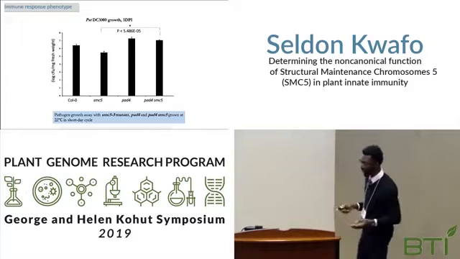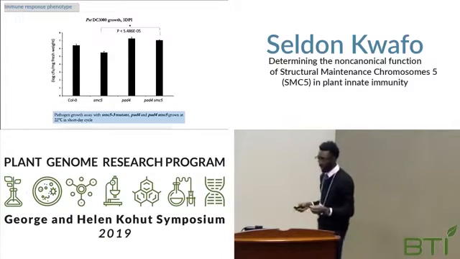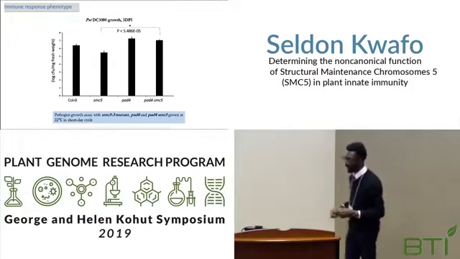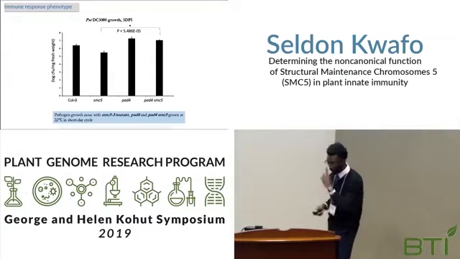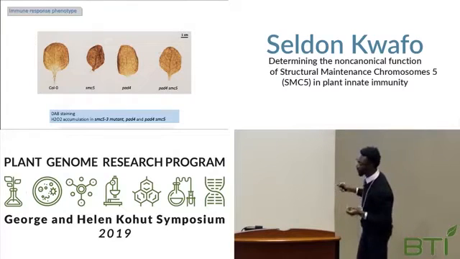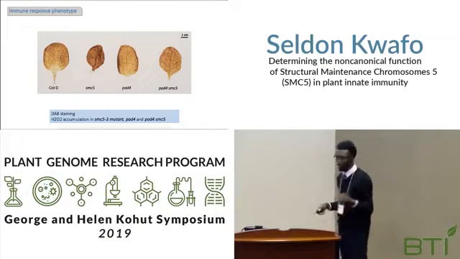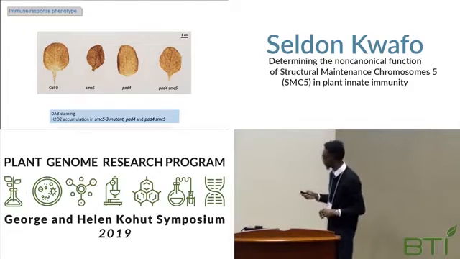After 3 days post-infection, we observed that the double mutant had bacterial susceptibility compared to the SMC5 mutant, and this correlated to the growth phenotype that I showed earlier on. The PAD4 mutant also had a low accumulation of hydrogen peroxide, and since PAD4 partially suppresses the SMC5 mutant phenotype, the accumulation indicates that the growth and immune responses are largely dependent on PAD4.